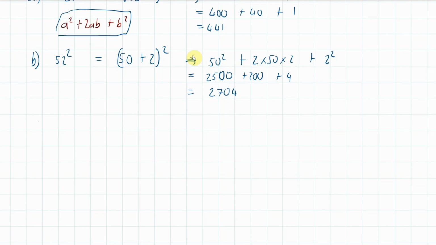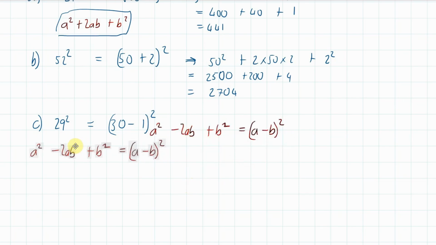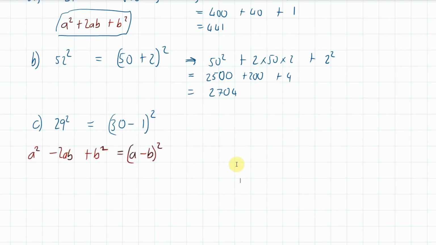Okay, so moving on to C. Now you'll notice this one, we've got 29 squared. Now you could just go ahead and go 20 plus 9 all squared in brackets, but we could also do it like this. Okay, we'll move it down here. We could use this rule to simplify things for us.